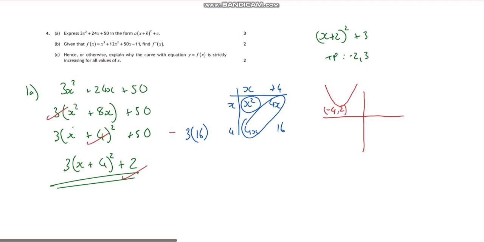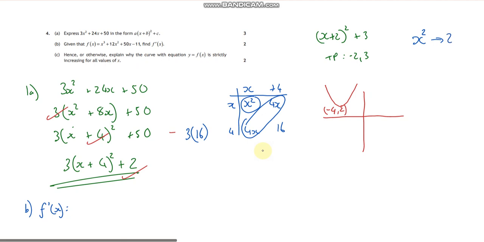Question B, and I'll leave that off. I'm running out of space, so I'll put it over here. Question B is just a simple differentiation question. Make sure you use the right notation, f dashed x in this case, because we've got an f of x.